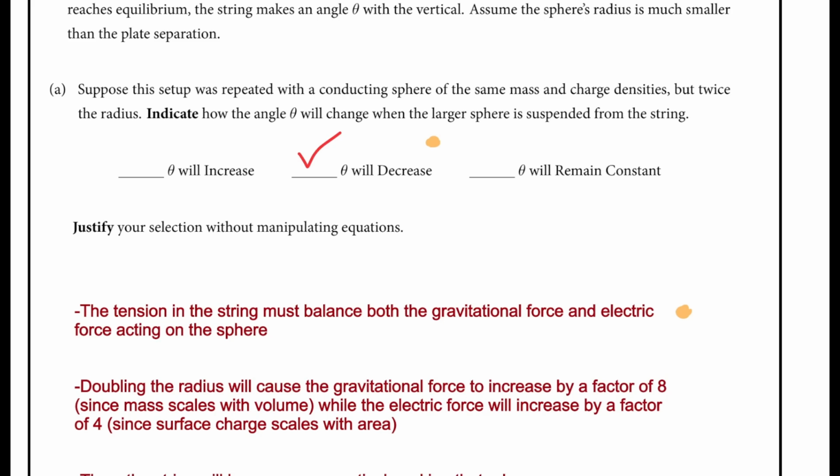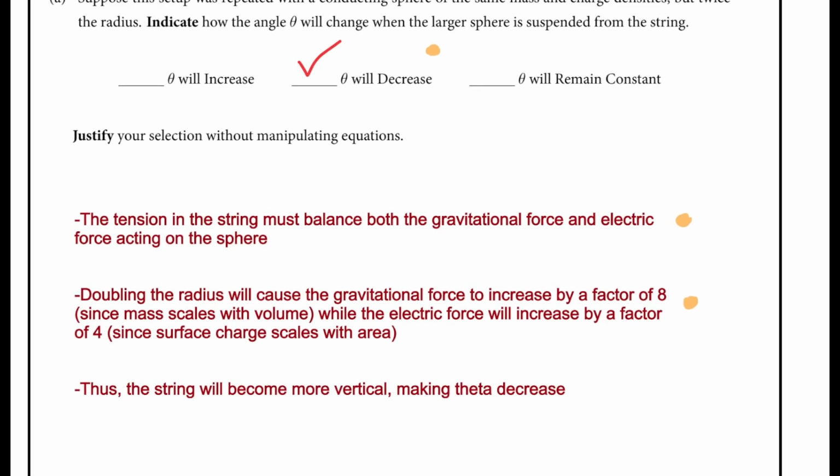Now, you get a second justification point for saying that the gravitational force is going to increase more than the electric force. You don't need the exact factors. You could just say volume increases faster than area or anything like that. Maybe this is slightly dubious for a QQT that I even include this factor of 8, because I was supposed to not manipulate equations, but I'm just saying that gravity, the weight force will increase by a factor of 8 since mass scales with volume, but the electric force will only increase by a factor of 4 since surface charge scales with area. So thus, there's more of a weight force to balance than an electric force. So that's going to cause theta to decrease.